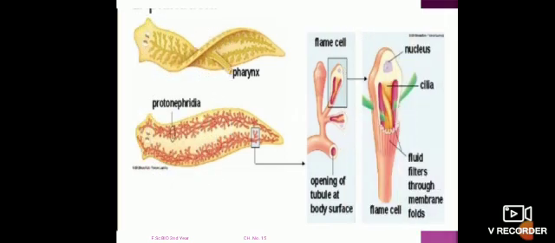The diagram shows that in the flatworms they have cilia-like structures. These cilia are gathered in the form of a tuft, and the movement is like the flickering flame of a candle, and they collect the waste material from the cavity and move it out through the duct.